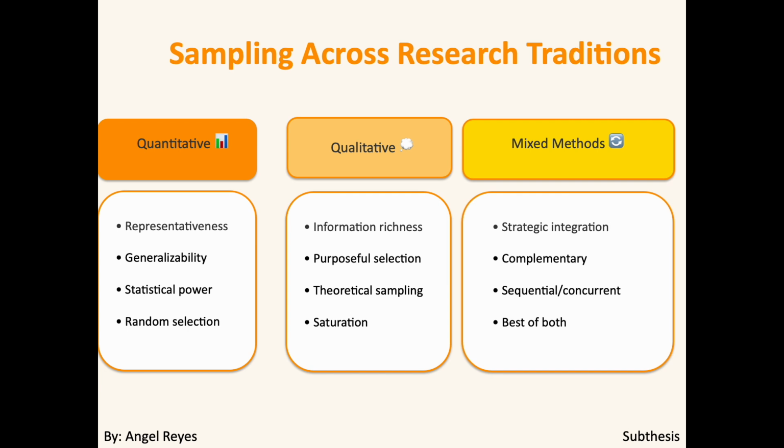Different approaches have different priorities. Quantitative research emphasizes representativeness and generalizability through random selection. Qualitative research focuses on information richness through purposeful selection. Mixed methods strategically combines both approaches. Choose your strategy based on your research questions, not convenience.